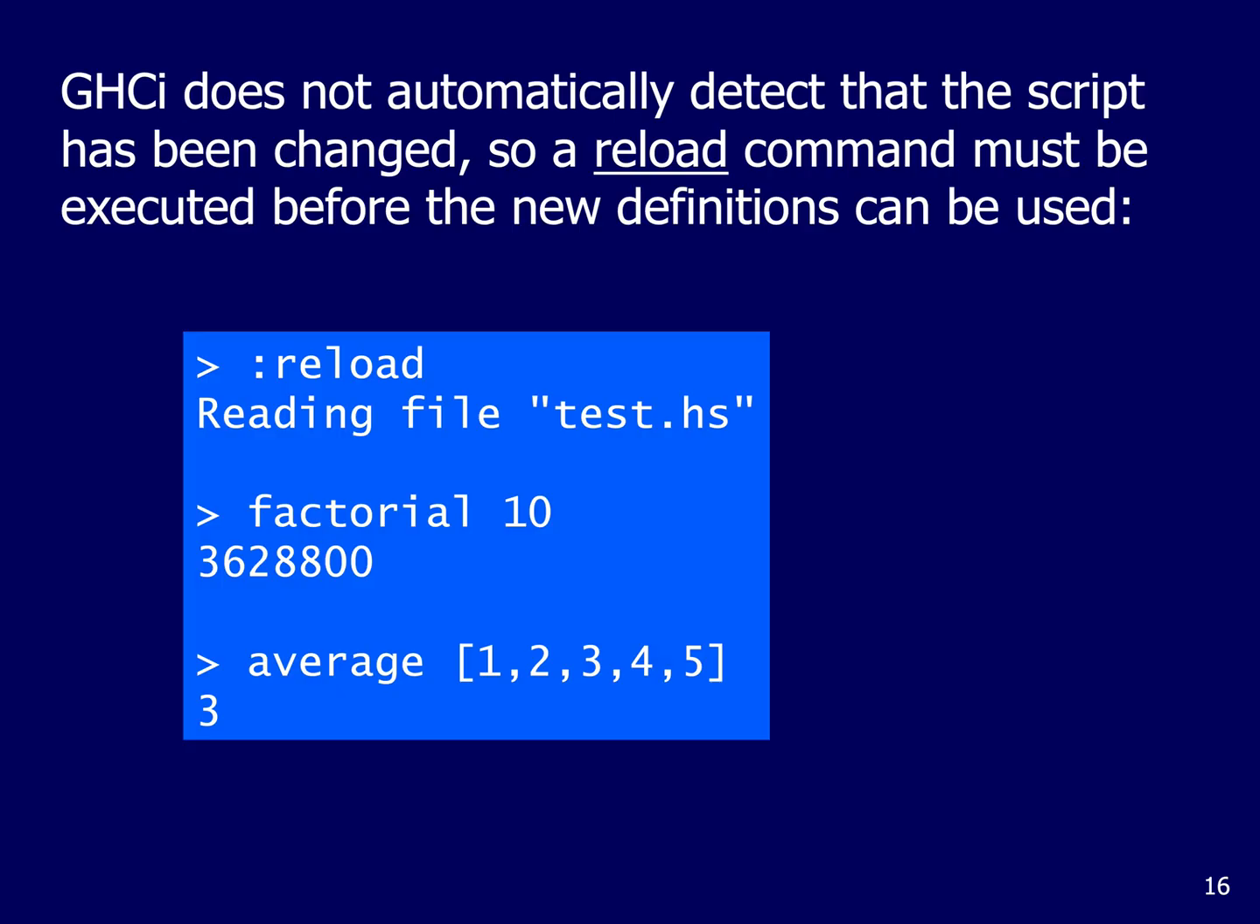So you could say, for example, what is the factorial of 10? And you get some big number, and you could say, what is the average of the list 1 to 5? And you get exactly what you expect, which is 3.